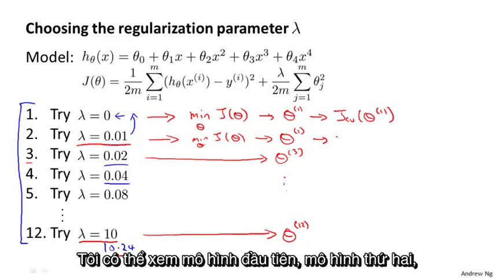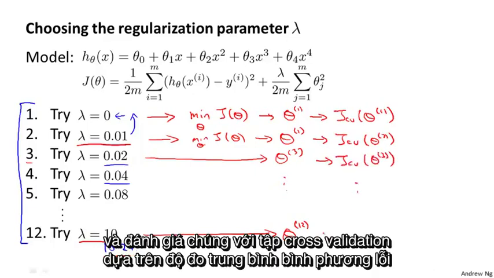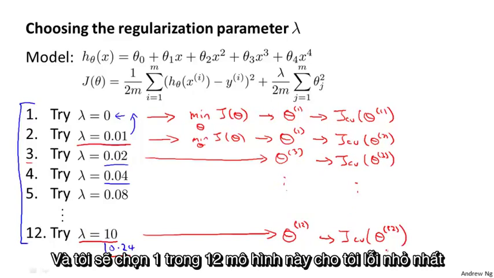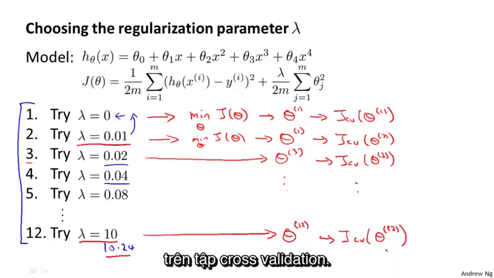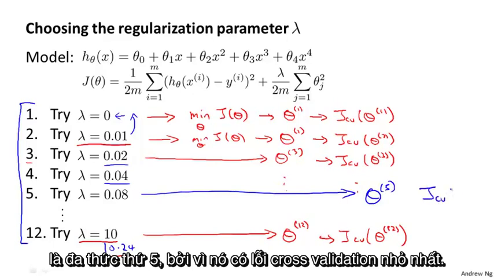So I can look at my first model, my second model, fit with these different values of the regularization parameter, and evaluate them on my cross-validation set and basically measure the average squared error of each of these parameter vectors theta on my cross-validation set. And I would then pick whichever one of these 12 models gives me the lowest error on the cross-validation set. And let's say, for the sake of this example, that I end up picking theta 5, the fifth order polynomial, because that has the lowest cross-validation error.